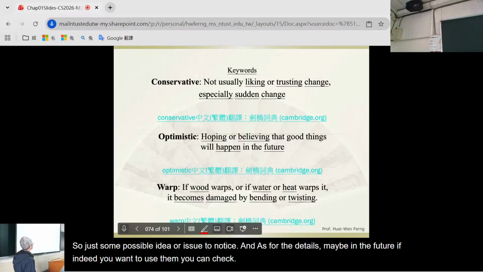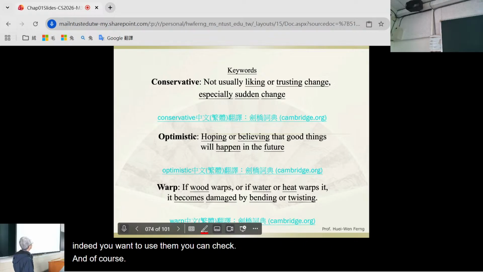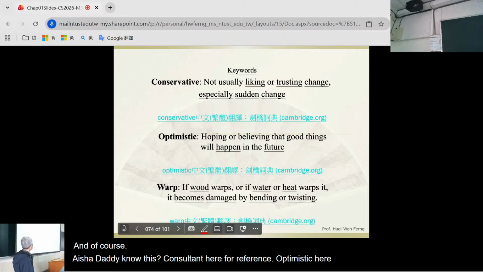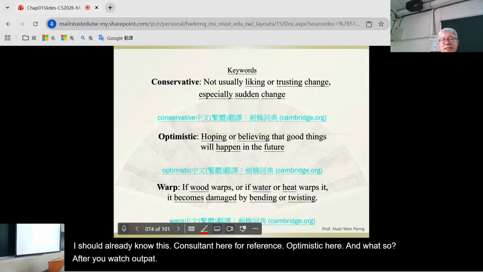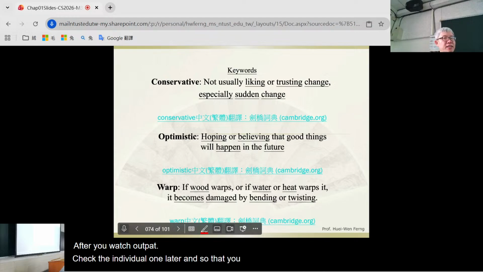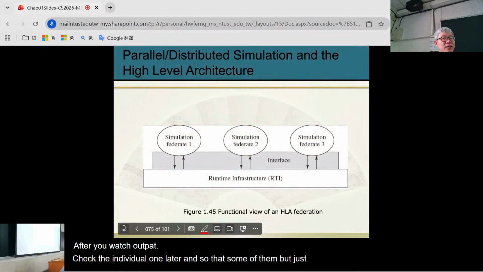And of course, I should let you know these: conservative here for reference, optimistic here, and time warp. You will check the individual ones later, so that you know some of them, but just for reference, so it doesn't matter.